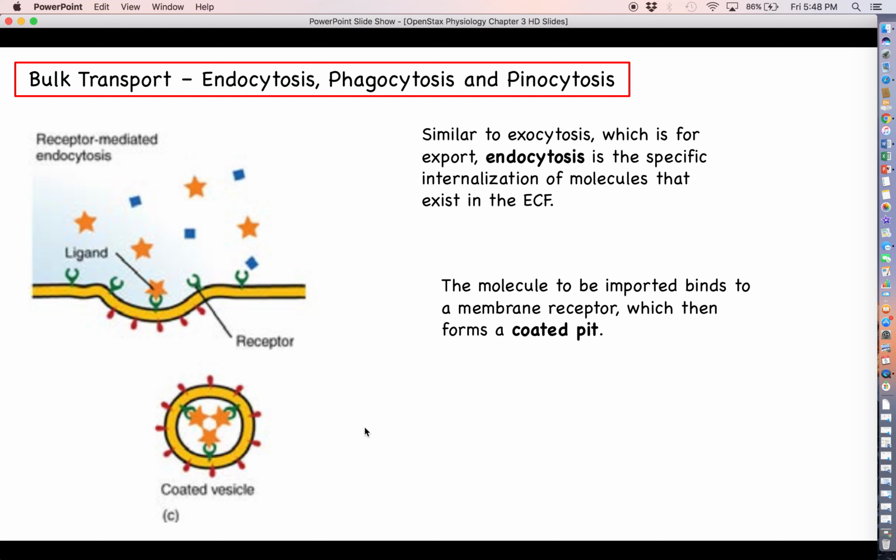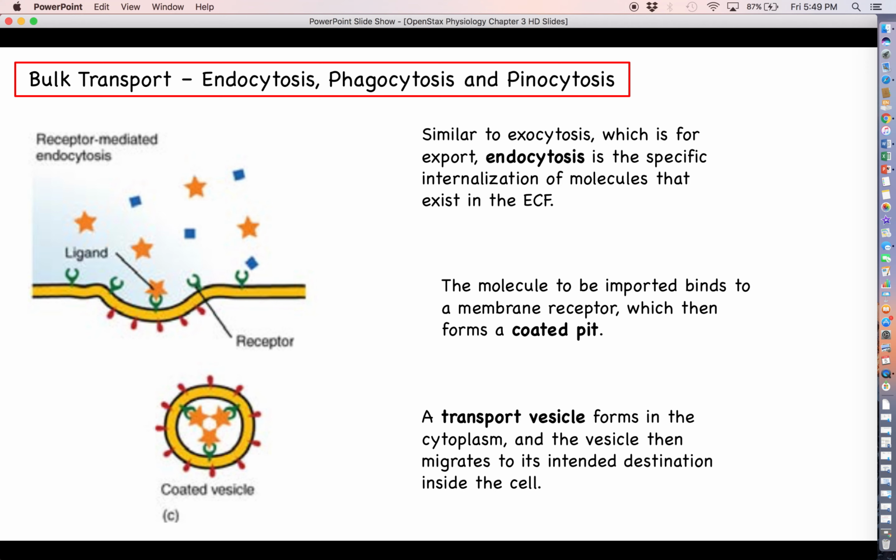If it is specifically, we call this process receptor-mediated endocytosis, in which the plasma membrane has a specific type of integral membrane protein that binds to a particular substance in the extracellular fluid, and this triggers a coated pit to form, and that eventually will form a vesicle inside the cell in which that particular molecule or solute is captured and internalized inside the cell. So this forms a transport vesicle, which can then migrate to wherever it is supposed to go inside the cell.